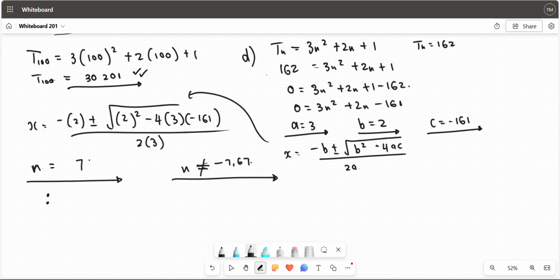So what does this mean? Therefore, 162 is the 7th term of the pattern.